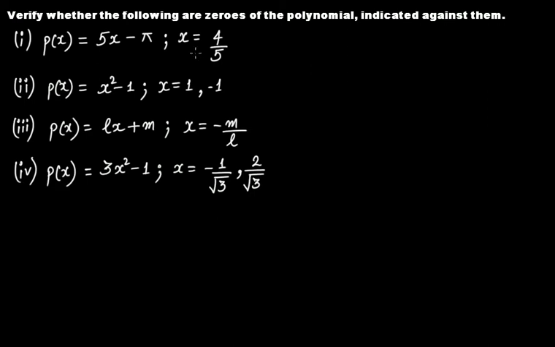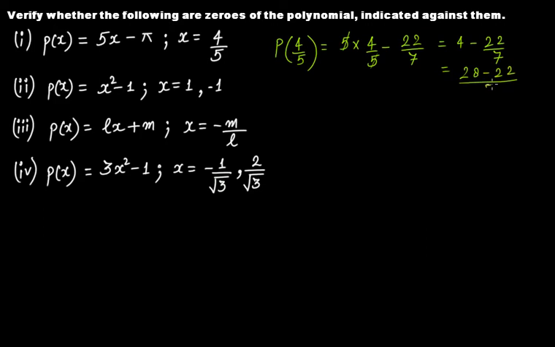So what do we do? We take this value 4 by 5 and put it at the place of x. So it becomes p(4/5) = 5 multiplied by 4 by 5 minus pi. Let's take the value of pi as 22 by 7. Right? So from here, this gets cancelled. And now you have 4 minus 22 by 7. And if you take the LCM, you get 28 minus 22, and this is 7. You get 6 by 7.